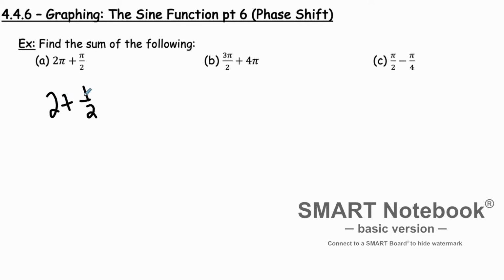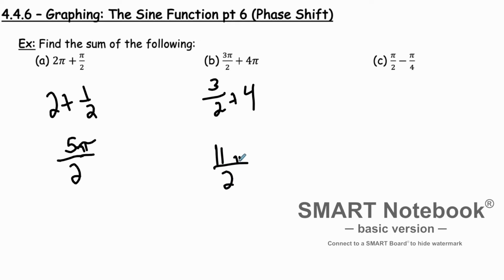So 2 plus 1/2, we don't want to write this as 2.5, okay? So when we write this, we're going to write this as 5 over 2, but again, like I said, we're going to bring the pi back into it. So 5 pi over 2, that's the same thing as 2.5. 3 pi over 2 plus 4 pi, again, on your calculator, you can enter 3 over 2 plus 4. When you do that, again, change it back to an improper fraction. You should get 11 over 2. So we want to bring pi back into it. So 11 pi over 2.